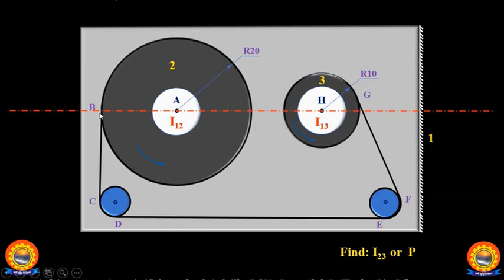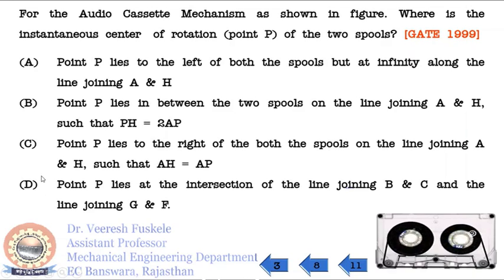Means these two lines. So BC is produced here. Similarly, GF is produced here. So on these extensions, they will be meeting somewhere far away from this line AH. So according to Kennedy's theorem, this will not be possible, as the intersection point of BC and GF will never lie on this line joining A and H. So we can say that option D is not possible.